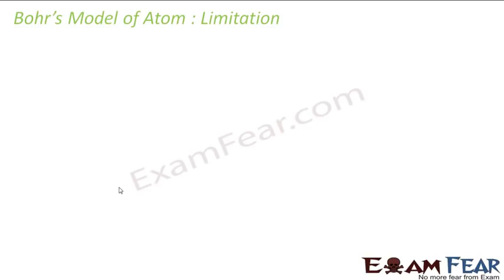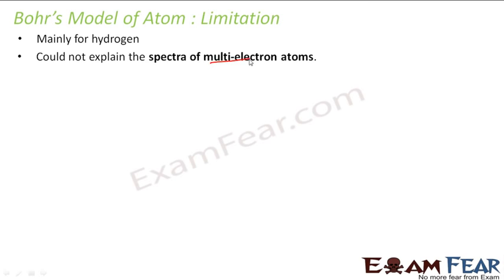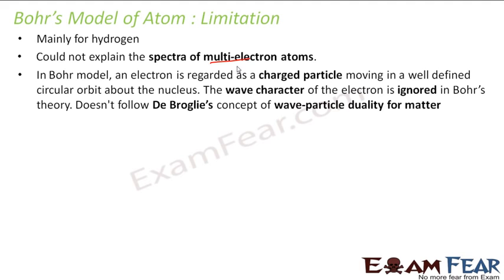So the Bohr model has a lot of limitations. The first is that it was mainly for hydrogen. The second is that it could not explain the spectra of multi-electron atoms. It could explain the spectra of hydrogen atoms very well, but it could not explain the spectra of multi-electron atoms.